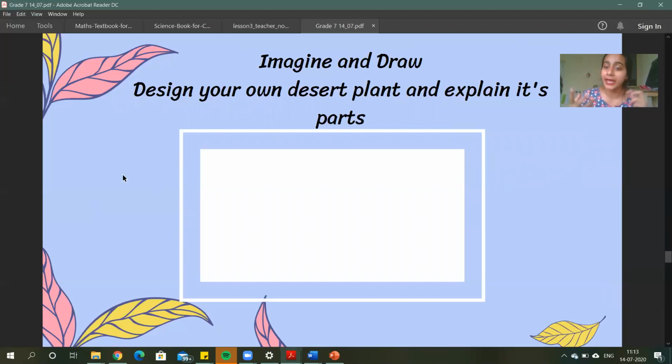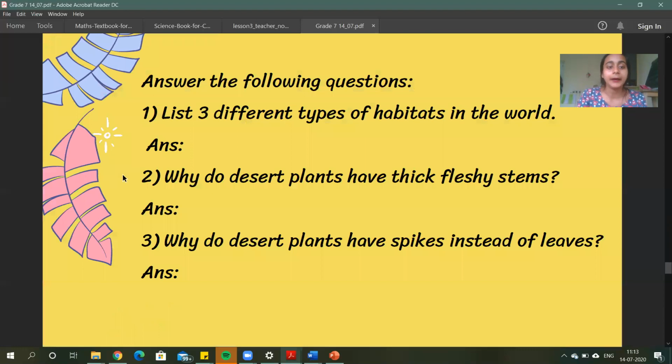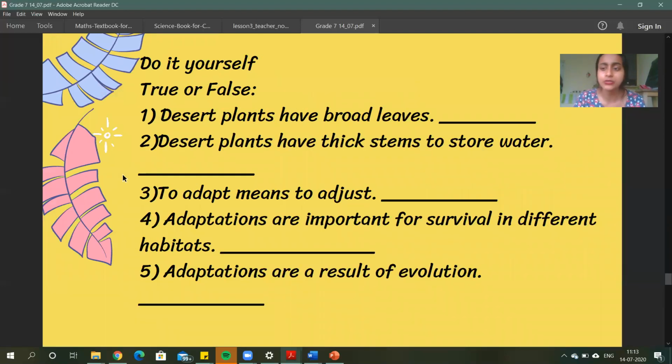Next, you have to imagine and draw: design your own desert plant. आपको desert में एक plant बनाना है. You can give it any shape you want, but you have to explain कि वो shape क्यों है. Lastly, there are these 3 questions. You will answer all 3 questions, and write the true and false of this. जो हमने पढ़ा है उसी के base पे है.